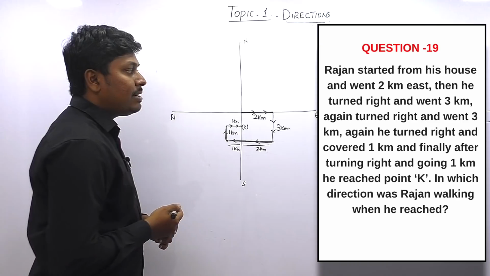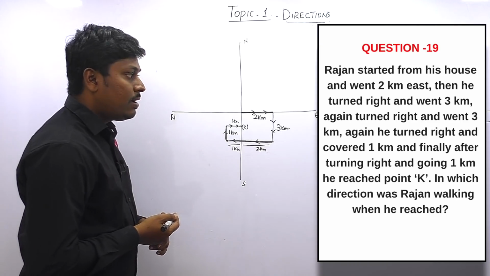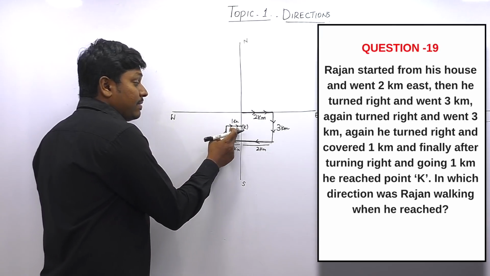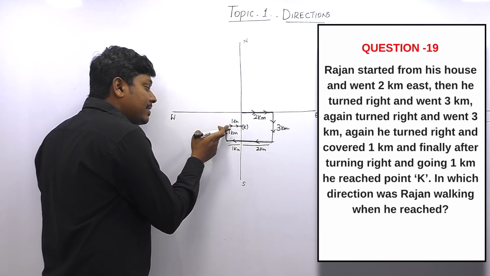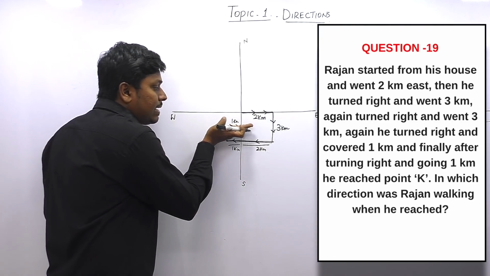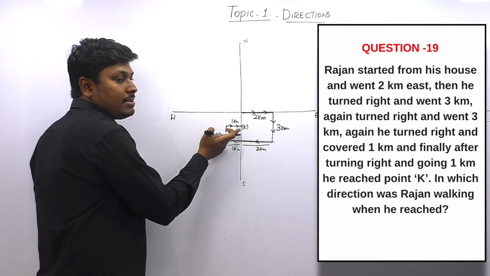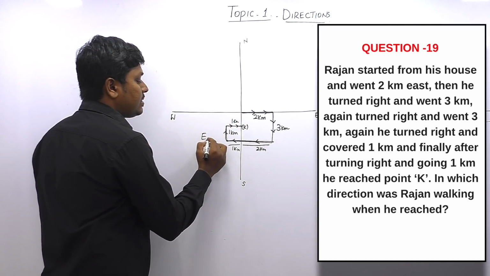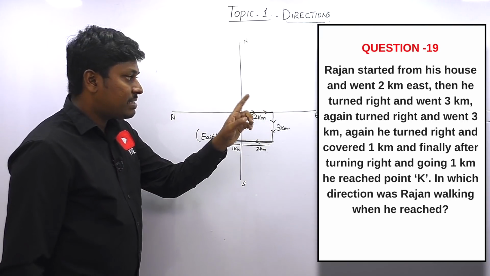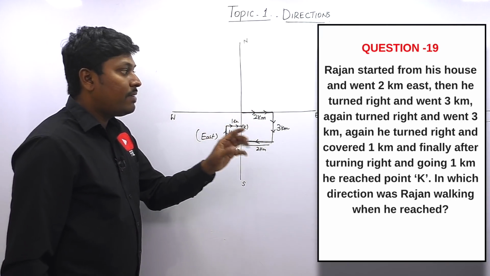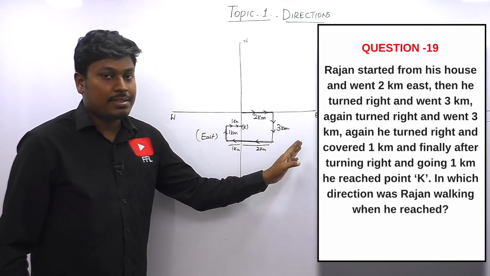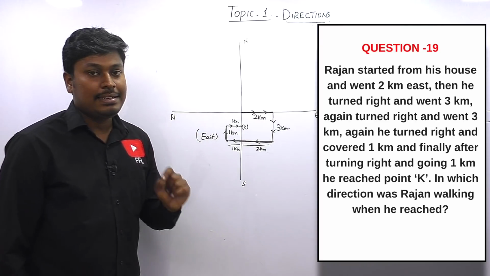So what is the question? In which direction was Rajan walking when he reached K? So listen carefully. The question is asking in which direction Rajan is walking before reaching the point K. So he is walking in the direction of east before he reaches the point K. So we can say the answer for this question number 19 will be east. So listen to the question carefully. In which direction was Rajan walking when he reached K? When he reached that point K, he is walking in the direction of east. So the answer for question number 19 is east.